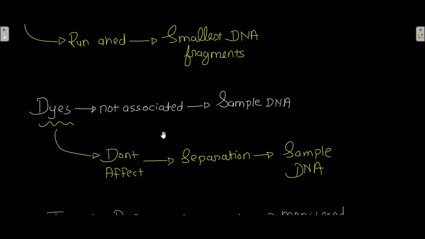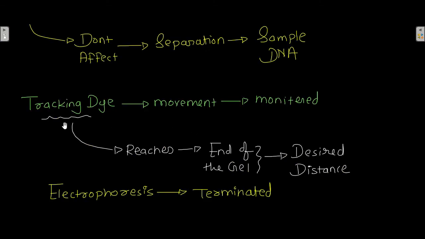Now, this tracking dye does not associate with the sample DNA, and it also doesn't affect the separation of the sample DNA. So the tracking dye movement is monitored, and when it reaches the end of the gel, that is the desired distance, the electrophoresis is terminated.